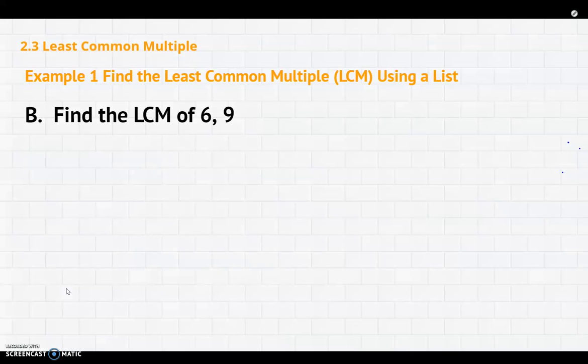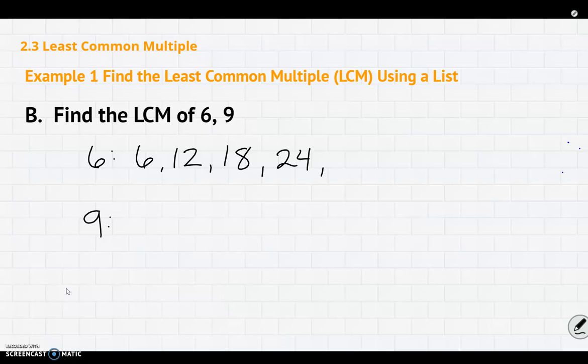So again, I'm going to start by making lists for both 6 and for 9. So 6 times 1 is 6, times 2 is 12, 18, 24, 30, 36, and that's 6 multiples right there, so I might stop there. And I can continue if needed, but I'll just stop there.